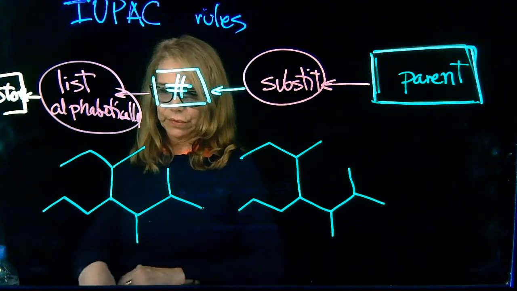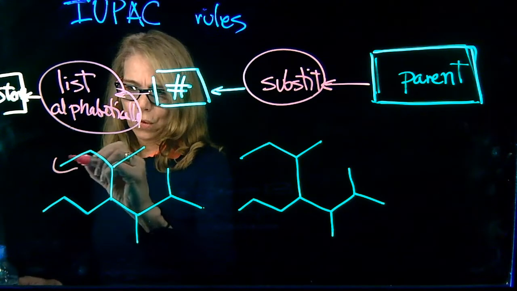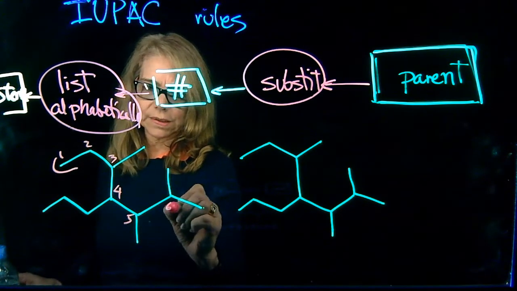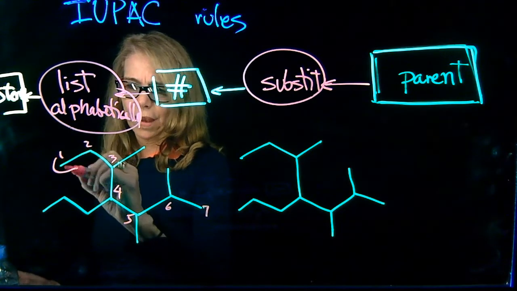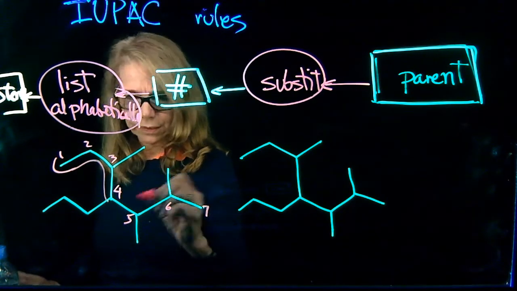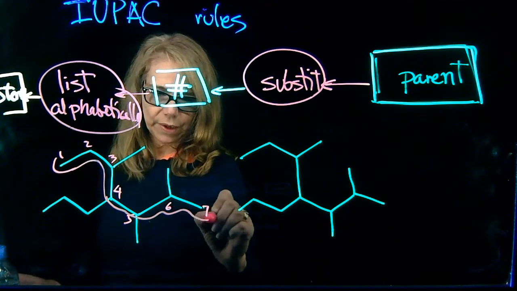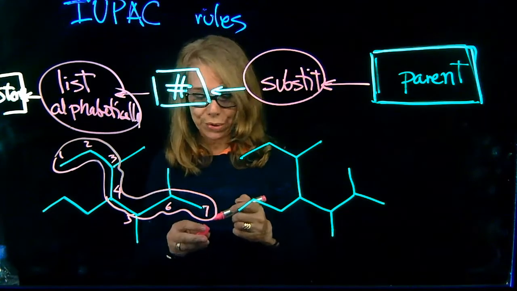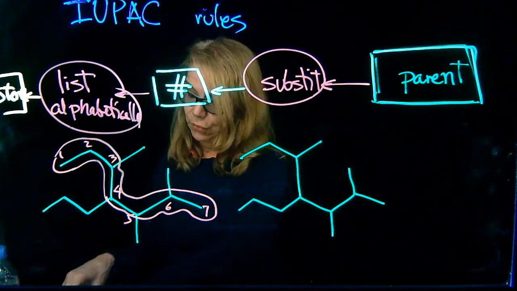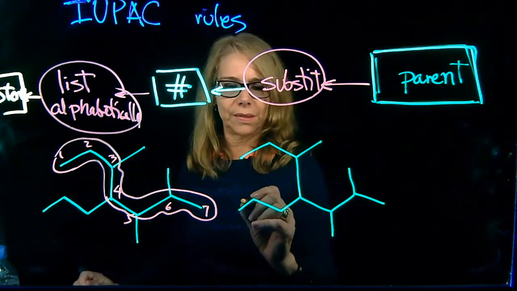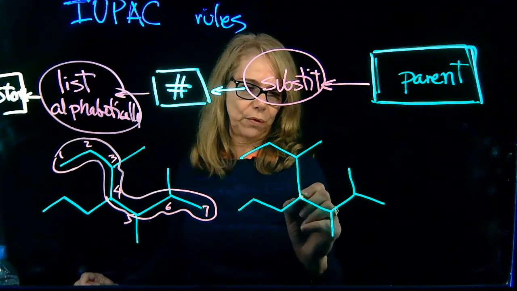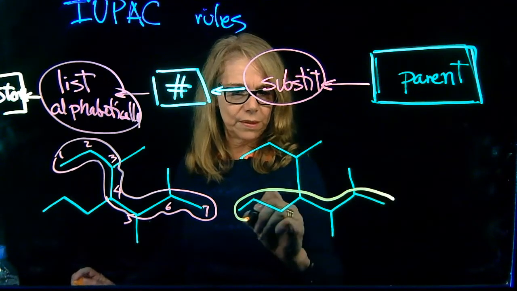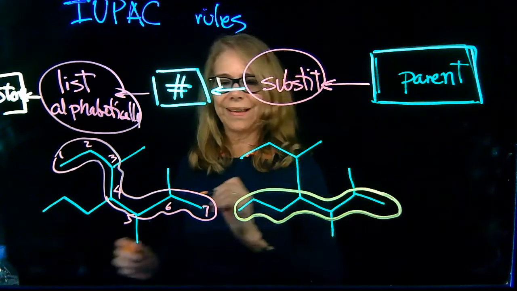So let's choose 1, 2, 3, 4, 5, 6, and 7. So that will be following this path. So I am highlighting the parent chain. That's one choice, but I could also do, say I select this one: 1, 2, 3, 4, 5, 6, 7. And so the two chains, notice, have 7 carbons.